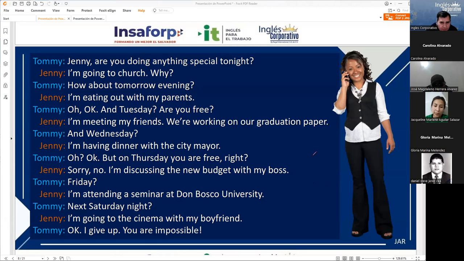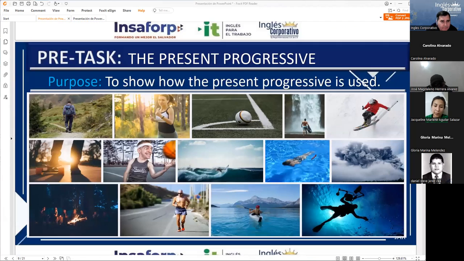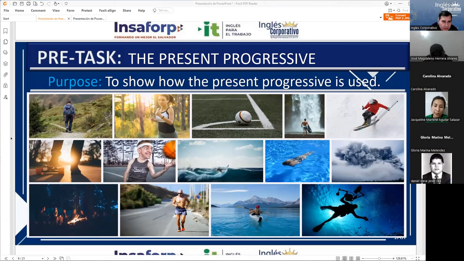Ladies and gentlemen, there are 9 people. Okay. 9 people supposedly in class. Why they say supposedly? Some people are not really in class. Okay, so let's see the present progressive, to show how the present progressive is used.